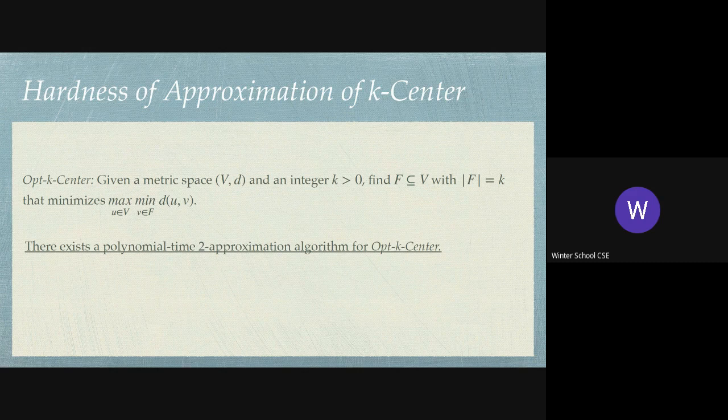What this means is that if for some V, D, and K, let's say the minimum radius possible is 3, then this algorithm will give you at most 6. Some number between 3 to 6.